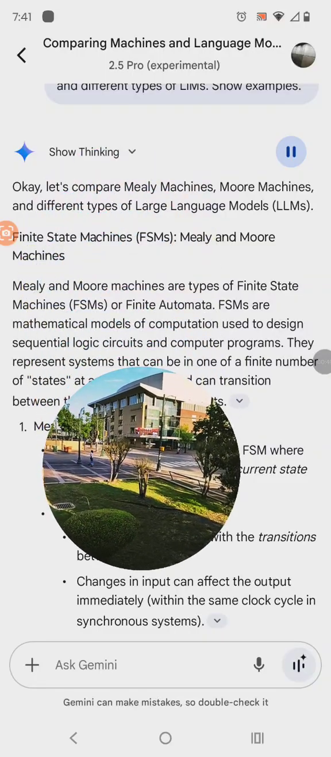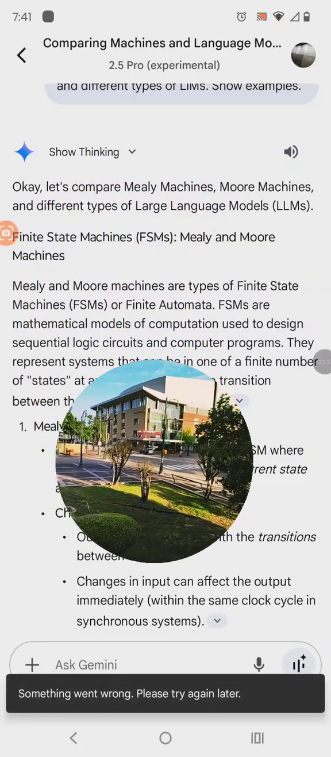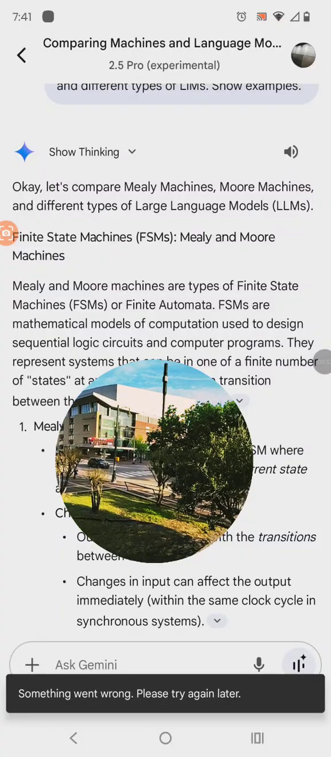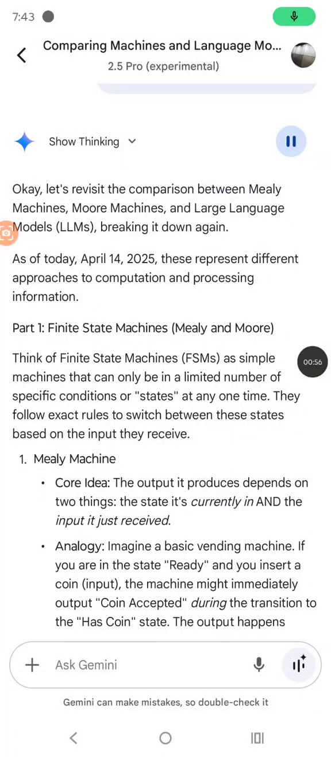Okay, let's compare Mealy Machines, more comparison between Mealy Machines, more machines, and large language models LLMs, breaking it down again. As of today, April 14th, 2025, these represent different approaches to computation and processing information. Part 1. Finite state machines, Mealy and more.